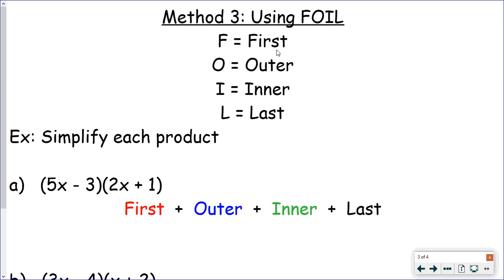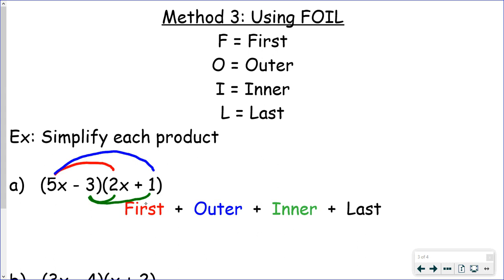And the F stands for first. And what that means is that you're going to multiply the first two terms together. The O stands for outer. And that means you're going to multiply the outer two terms together. The I stands for inner. You're going to multiply the inner two terms together. And the L stands for last, which means you're going to multiply the last two terms together.